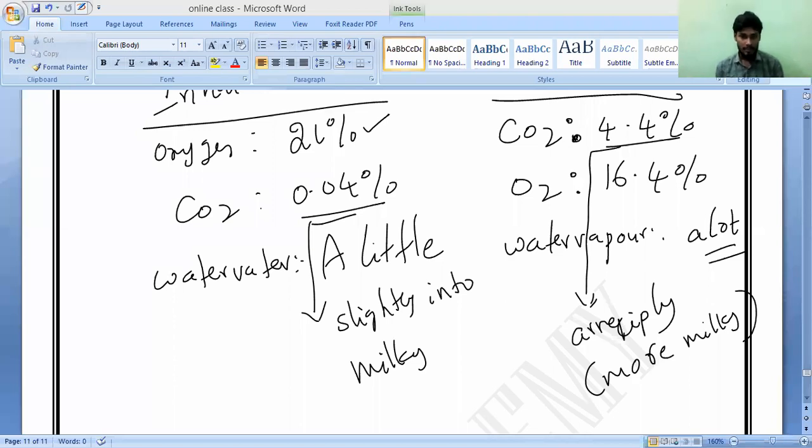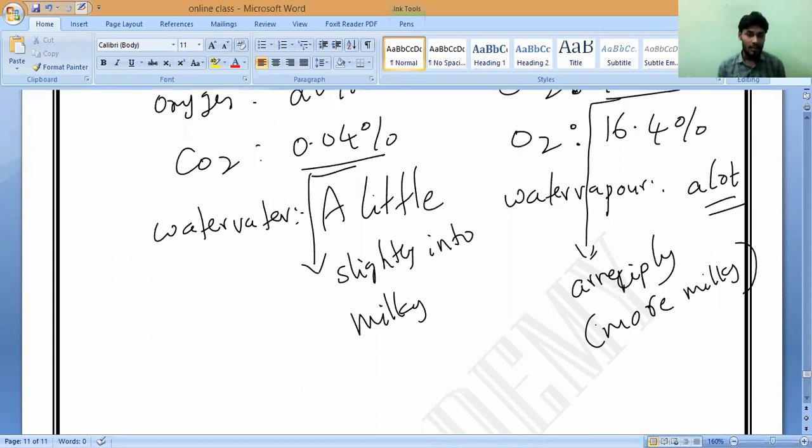That is the experiment and the percentages of inhaled air and exhaled air during respiration. That is why we can say inhaled air is rich in oxygen and exhaled air is rich in carbon dioxide.